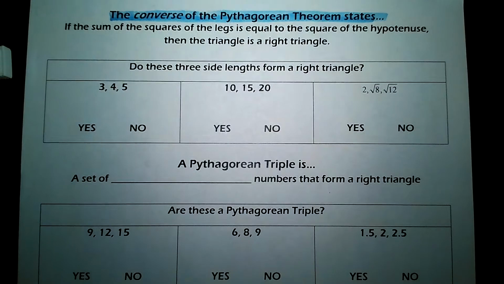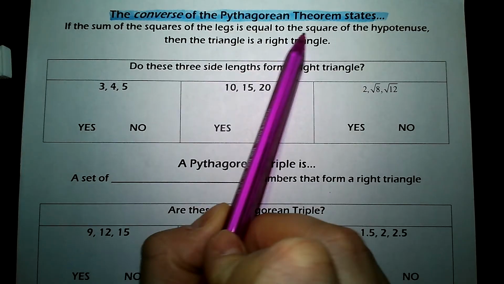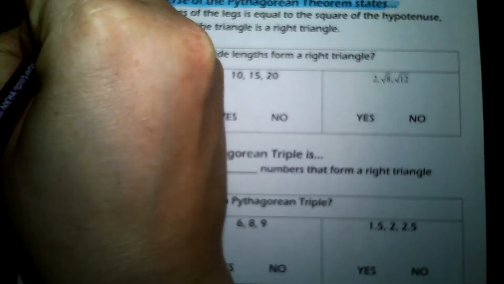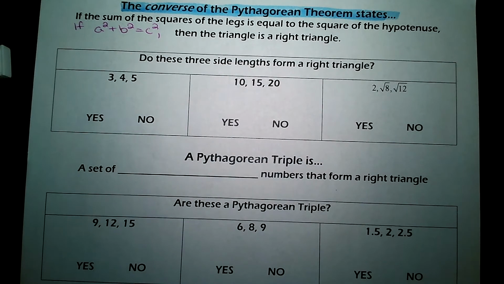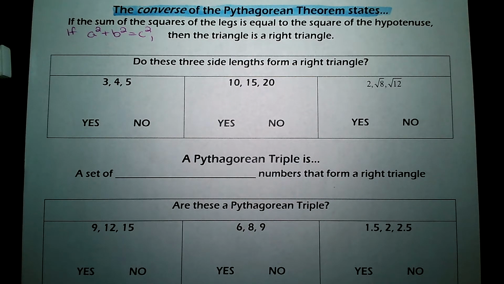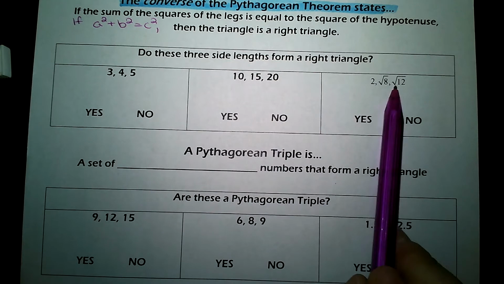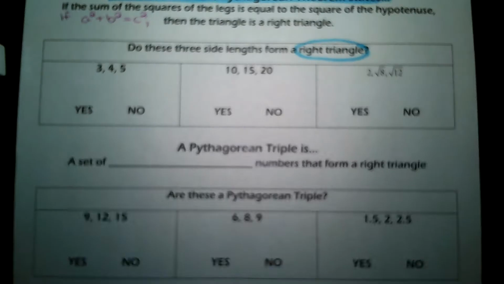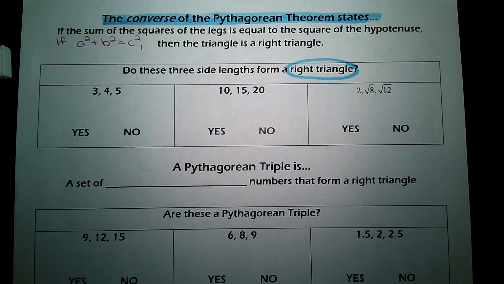Okay, so the converse says, the reverse says, if you flip it around, if the sum of the squares of the legs is equal to the square of the hypotenuse. Okay, now remember, all of that's really big for if a squared plus b squared equals c squared. Okay, then you have a right triangle. So this would be handy if somebody has already measured the sides of a triangle and they are trying to determine if it is a right triangle. So remember, the Pythagorean theorem only works out if you have a right angle in the picture.